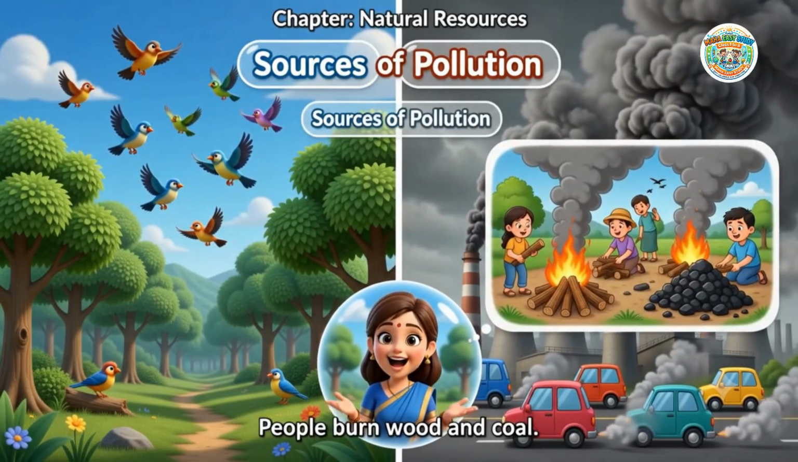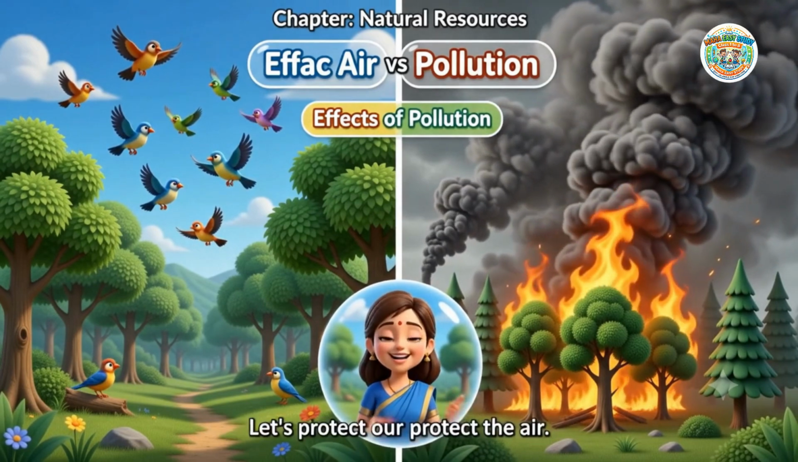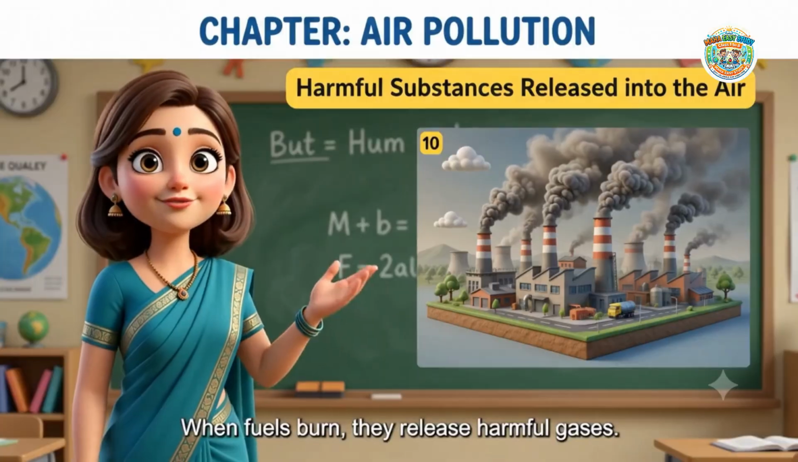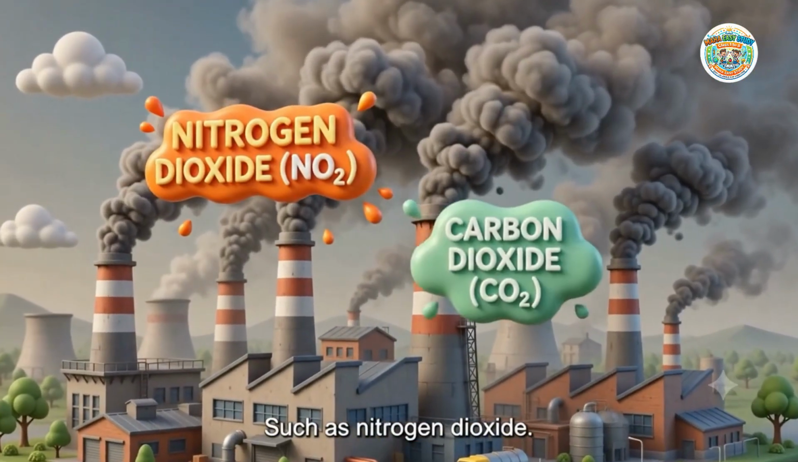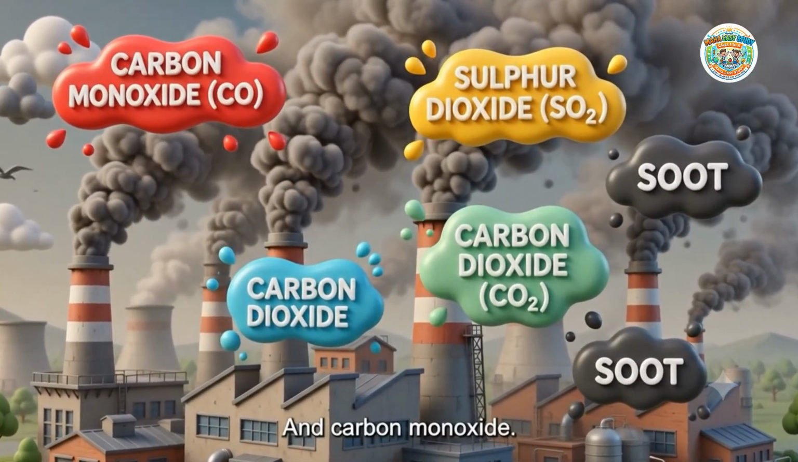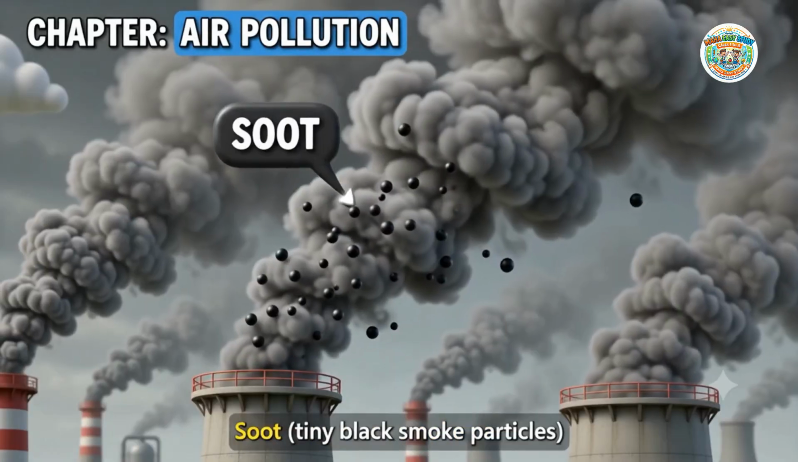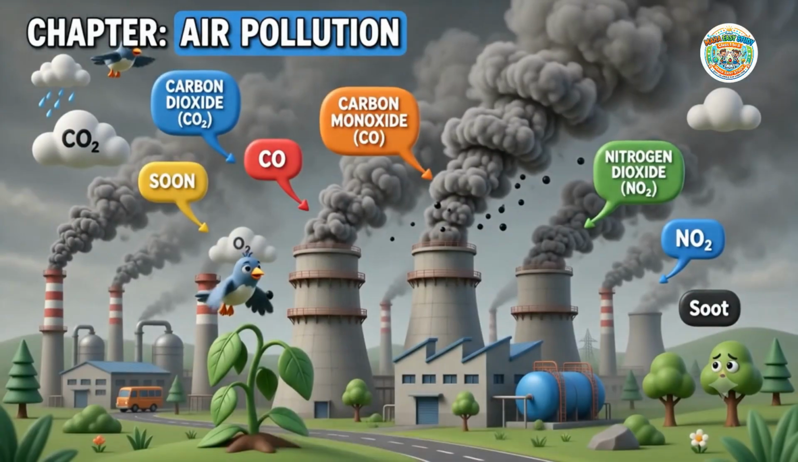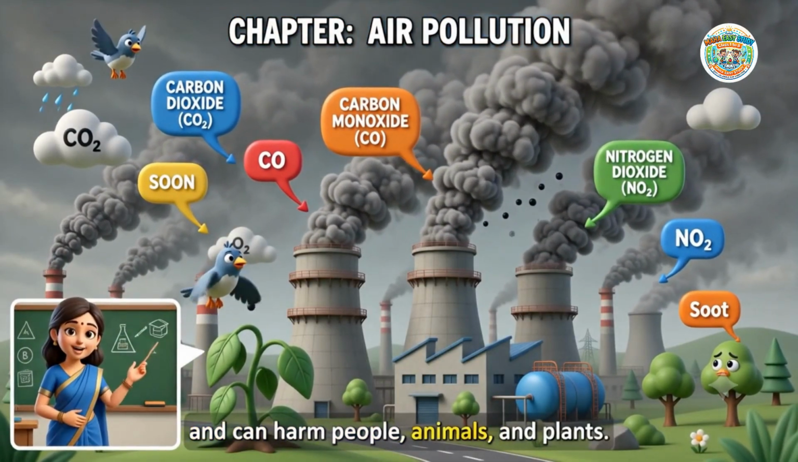People burn wood and coal. Forest fires produce a lot of smoke. Let's protect our air. When fuels burn, they release harmful gases, such as nitrogen dioxide, carbon dioxide, and carbon monoxide. Sulfur dioxide, SO2, and soot, tiny black smoke particles. These gases pollute the air and can harm people, animals, and plants.